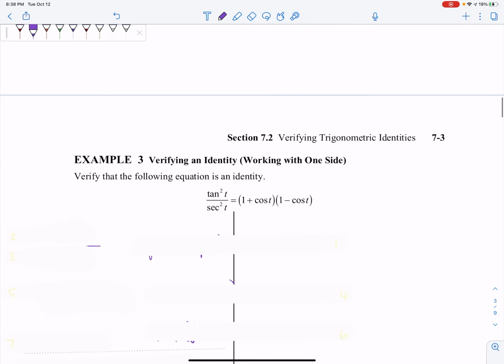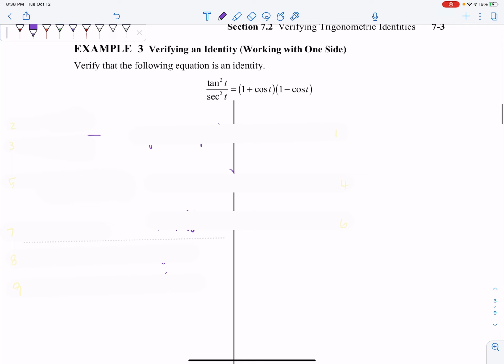All right, let's look at example number 3. So you might ask, well, which side is more complicated than the other side? And maybe you don't know. And so when you don't know, just pick a side. So I'm going to start with the left side here. And I'm going to change everything into sines and cosines. Okay, so by doing that then, for tangent squared, I will be using the quotient identity, and for secant squared, I'll be using the reciprocal identity.